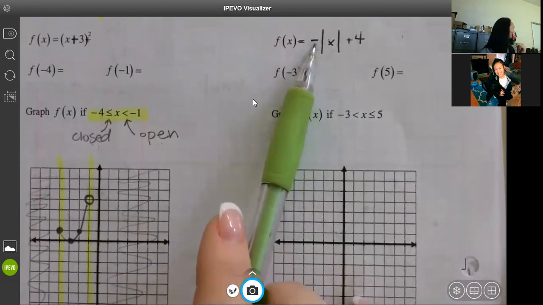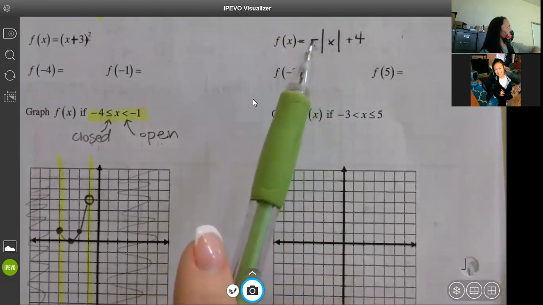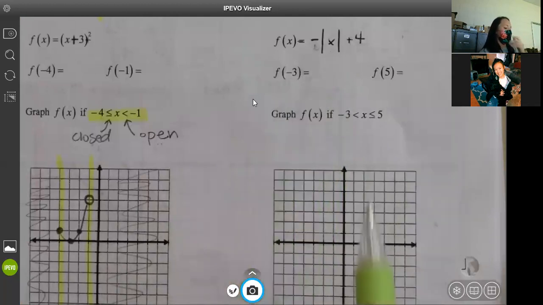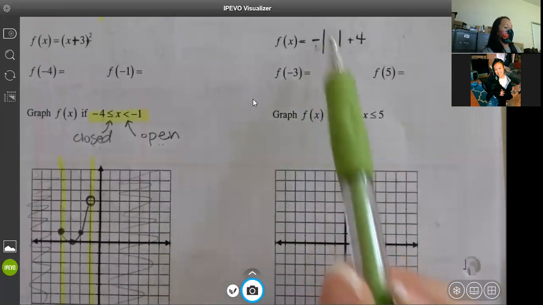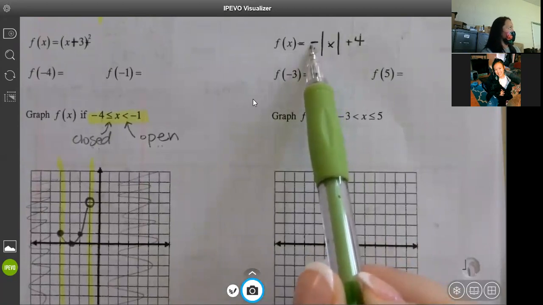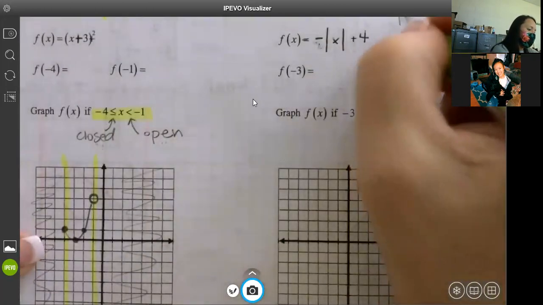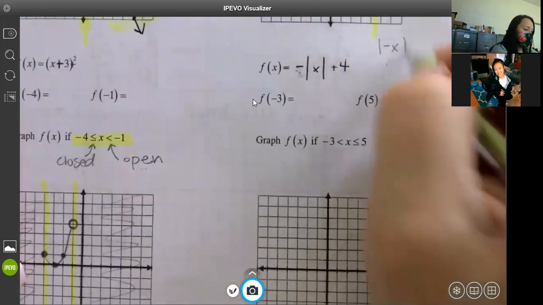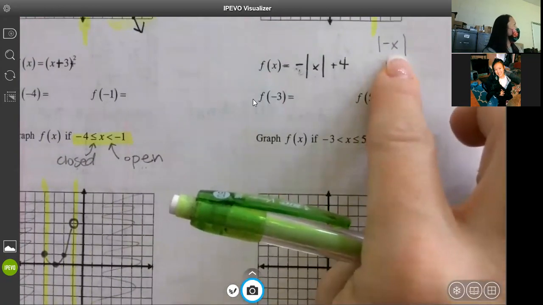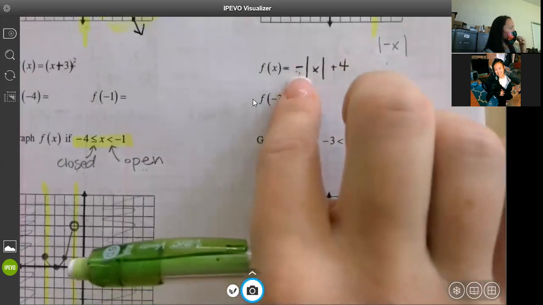What's the negative in front do to a function? Flips it upside down over which axis? The x-axis, the x-axis. Good. So here's what you guys were doing wrong yesterday. If it's on the front, it's a reflect x. If it's with the x, so if I changed it to like this, change x, reflect y. Okay, so if the negative is with the x, it's a reflect y. If it's on the front, it's a reflect x.